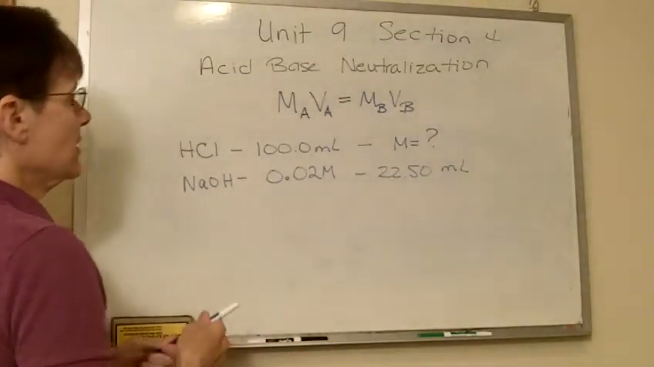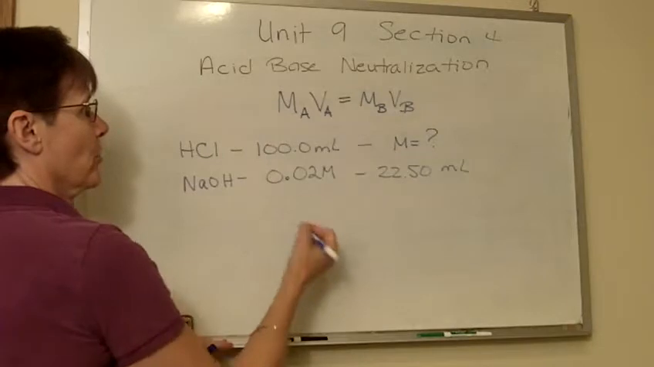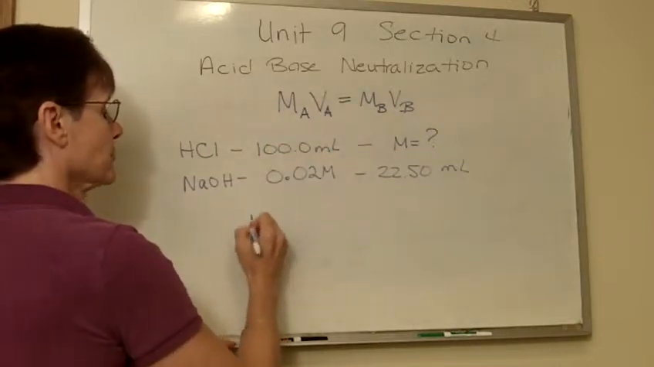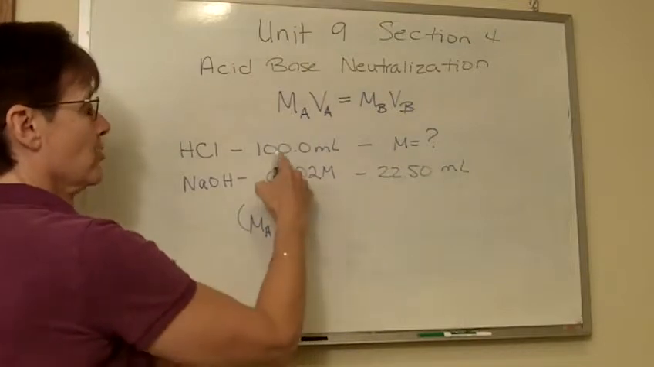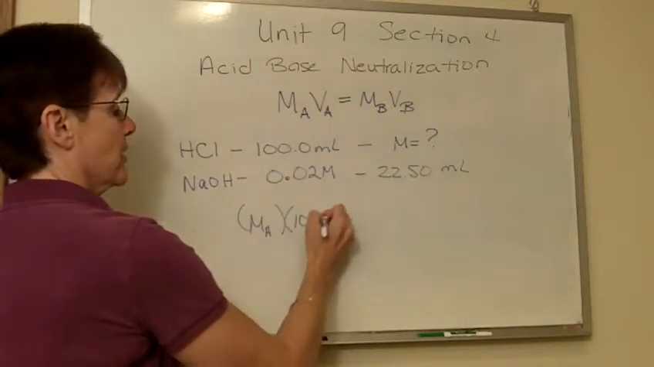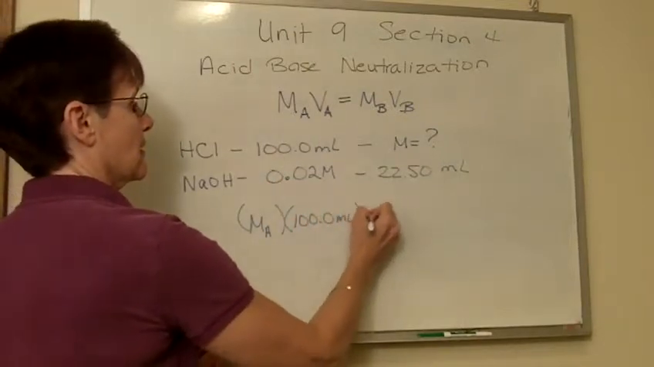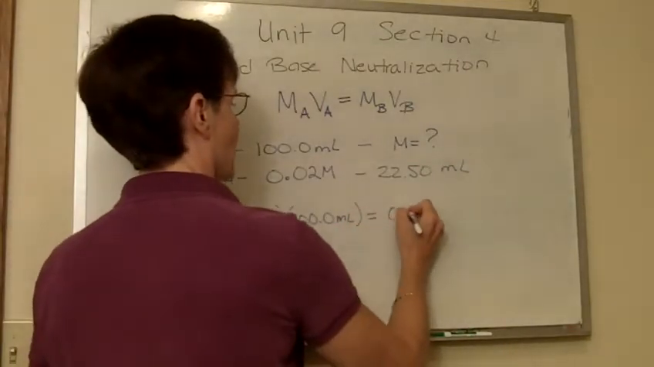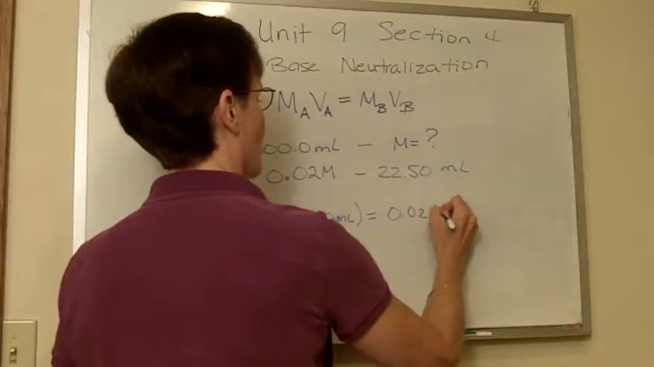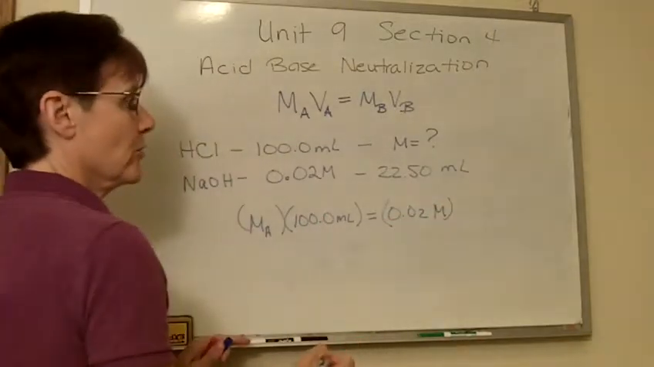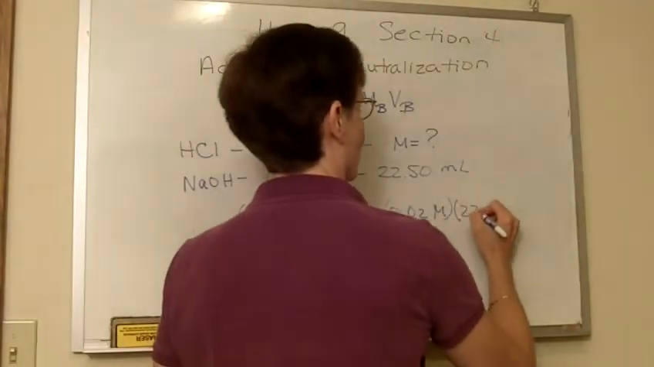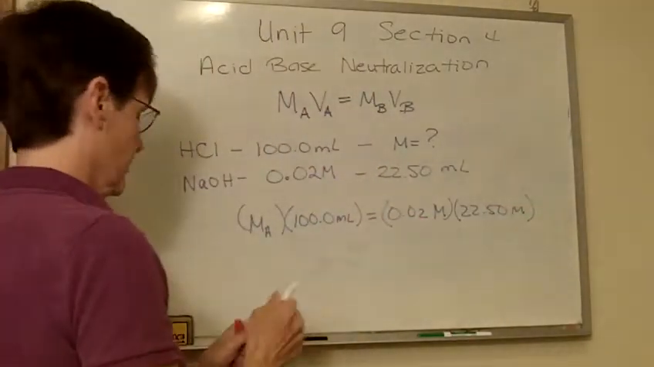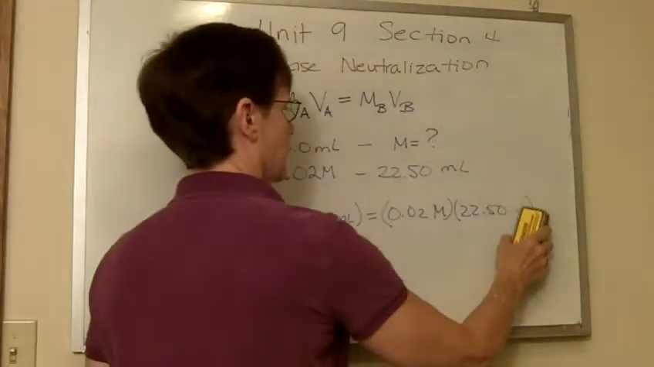So using these numbers, we can fill in what we know. Now this is our unknown. The molarity of the acid is what we're going for here. The volume of the acid was this 100 milliliters. The molarity of the base is given as 0.02 molar, and the volume of the base is 22.50. Whoops, not molar, milliliters.